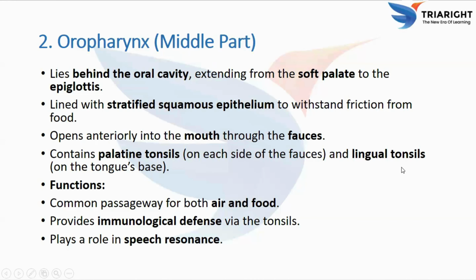Oropharynx: palatine and lingual tonsils are present. These tonsils help trap and destroy pathogens entering through food or air. So what are the functions of the oropharynx? It is the common passageway for both air and food, because air passes from the nasopharynx to the larynx, whereas food passes from the mouth to the esophagus. It also provides immunological defense.